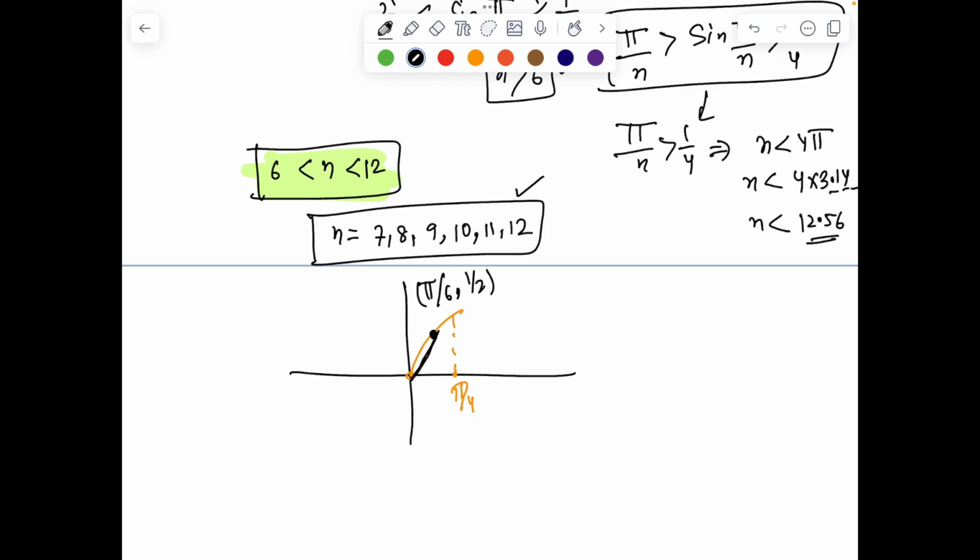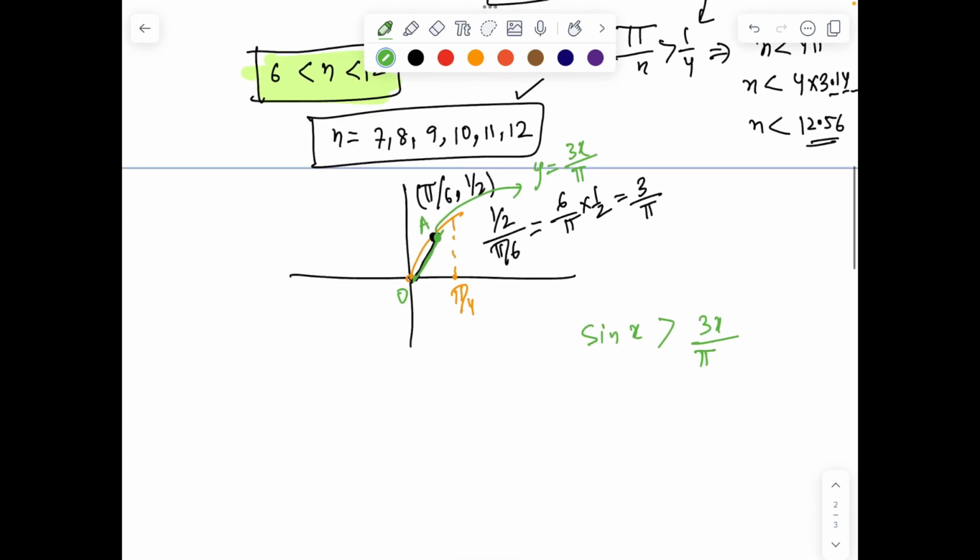So what about this slope? This is half over pi by 6, which goes to 6 over pi into 1 by 2, which is 3 by pi. So now the equation of the line connecting the origin to the point A, pi by 6 comma 1 by 2, on the sine graph is going to be y equals 3x by pi. So again I can tell sine x will be more than 3x by pi, and so sine pi by n will definitely be more than 3 by pi times pi by n. So pi cancels, 3 by n.